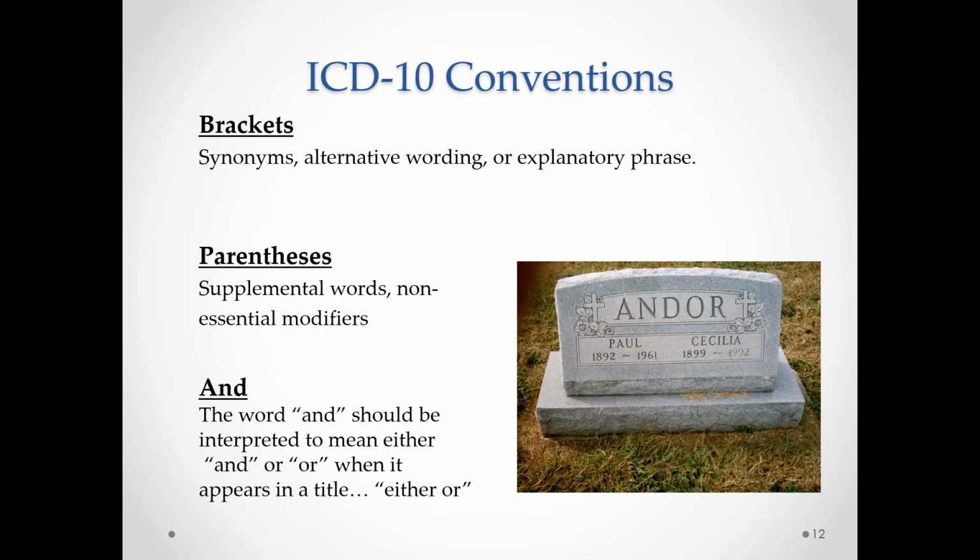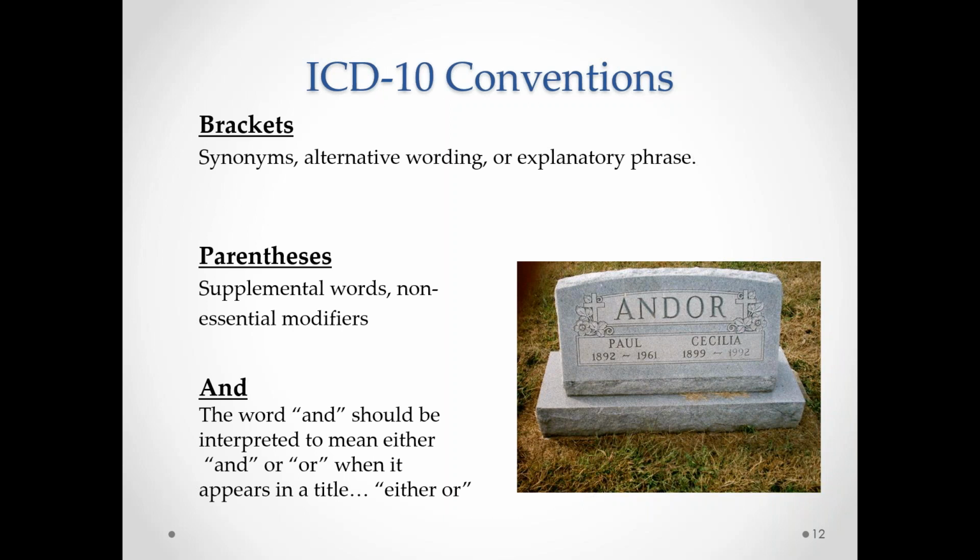Here's a few more ICD-10 rules, okay? If you see brackets when you look up a code, in the official code set, those are synonyms, alternative wording, or explanatory phrases. If you see parentheses, those are supplemental words. They're non-essential. They are not required to be part of the doctor's record, but they're there to kind of help. The word and in ICD-10 means and or, either or. So it doesn't mean and like absolute, like blue and red. It means blue and or red, okay?